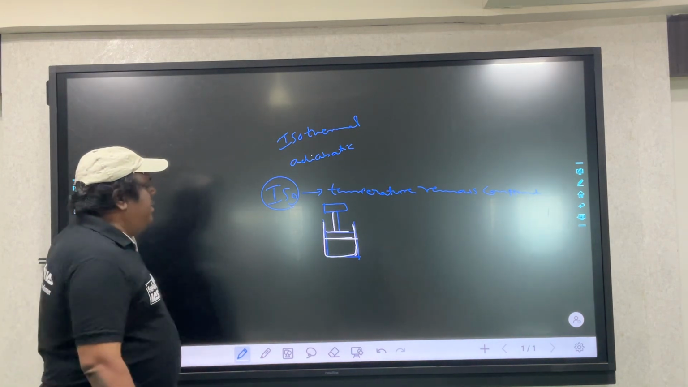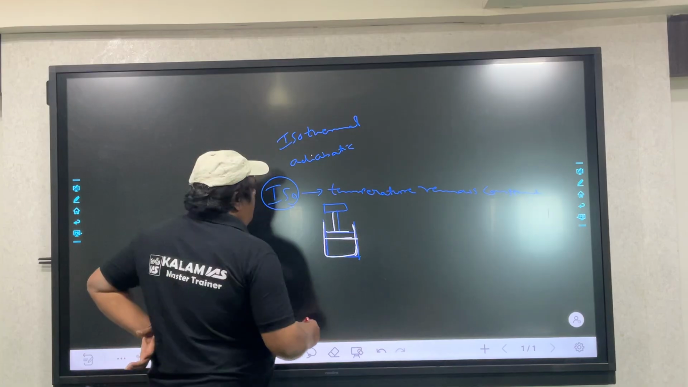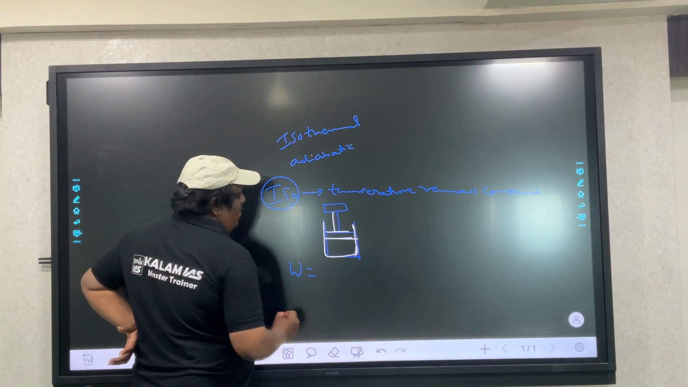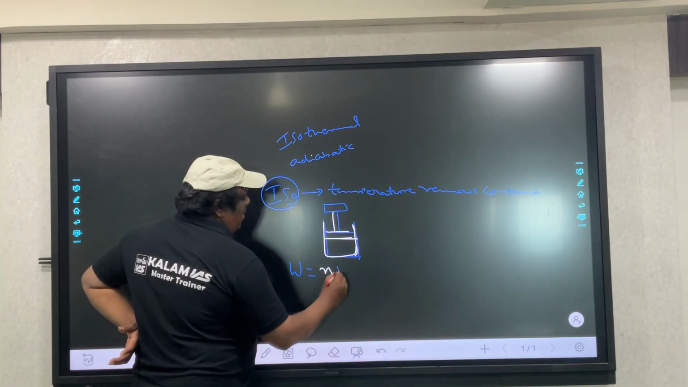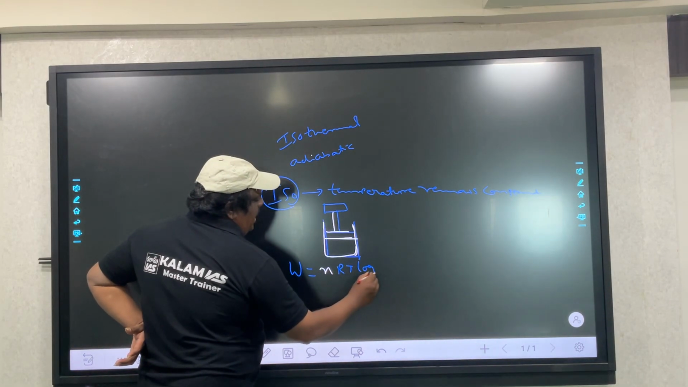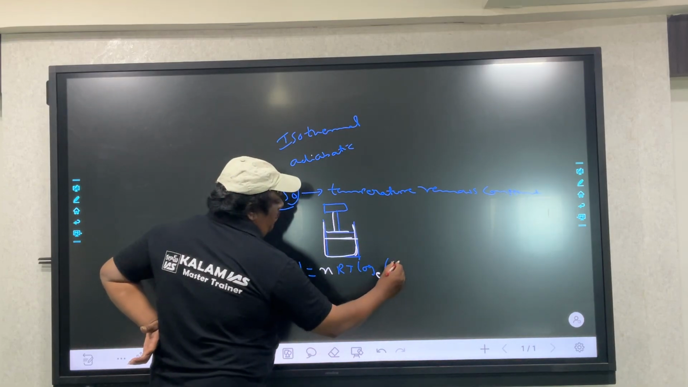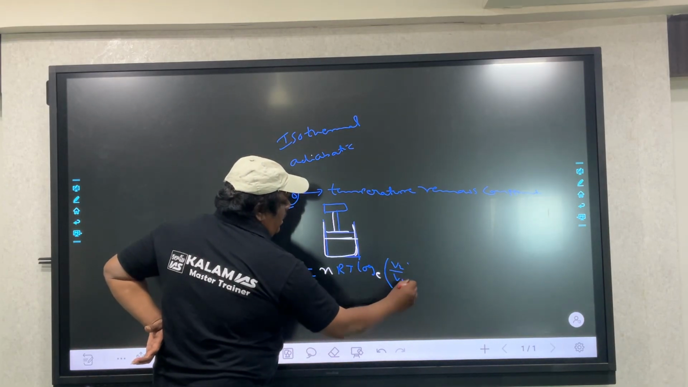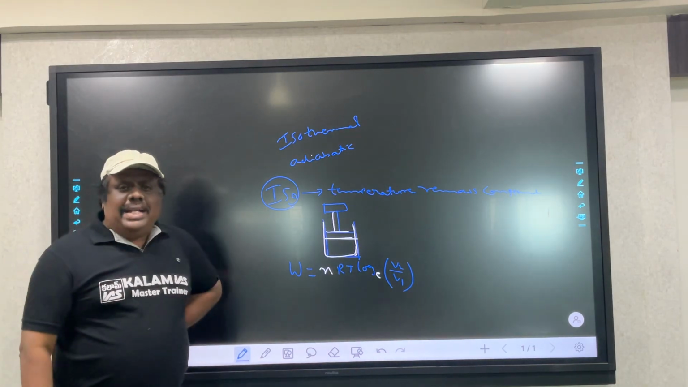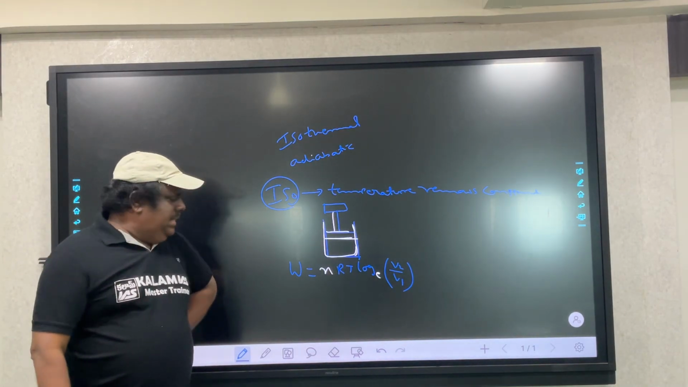Okay. Next, the work done. How can you calculate the work done in the case of an isothermal process? There is the formula nRT log base e of V2 by V1. This is the formula you need to find the work done in the case of an isothermal process.